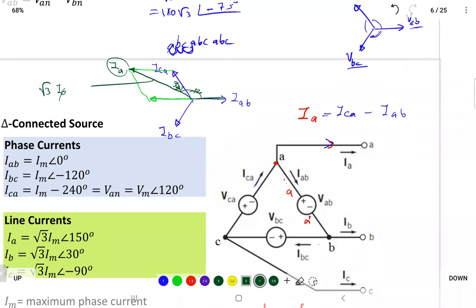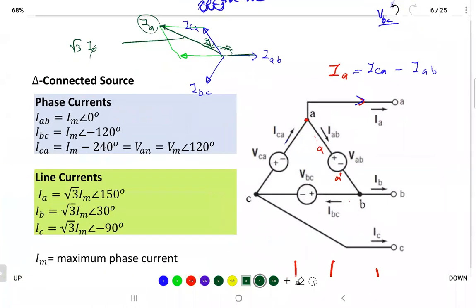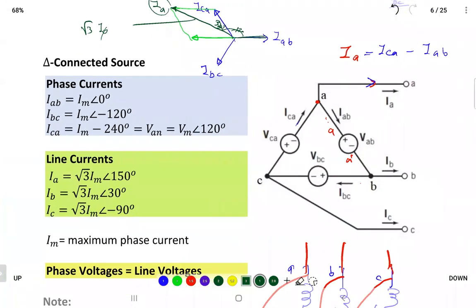So line current in delta is bigger than the phase current by square root of 3 and leading the phase current by 150 degrees. You can have the formula with you in a formula sheet. You don't have to derive it every time. That's okay, but you understand how you got it.